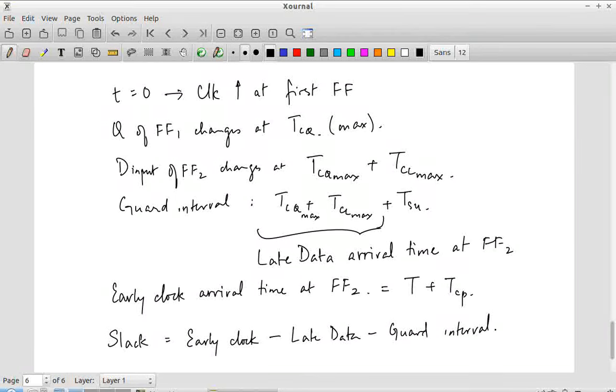So this effectively tells us if this number is positive, what it means is that the earliest time at which the clock can arrive is going to be after the late data reaches at that flip flop. And of course you have also left the guard interval. So in other words, the positive flag is good. It means that your data is going to reach before the clock signal arrives. The latest possible arrival of the data is before the clock signal arrives at the flip flop.